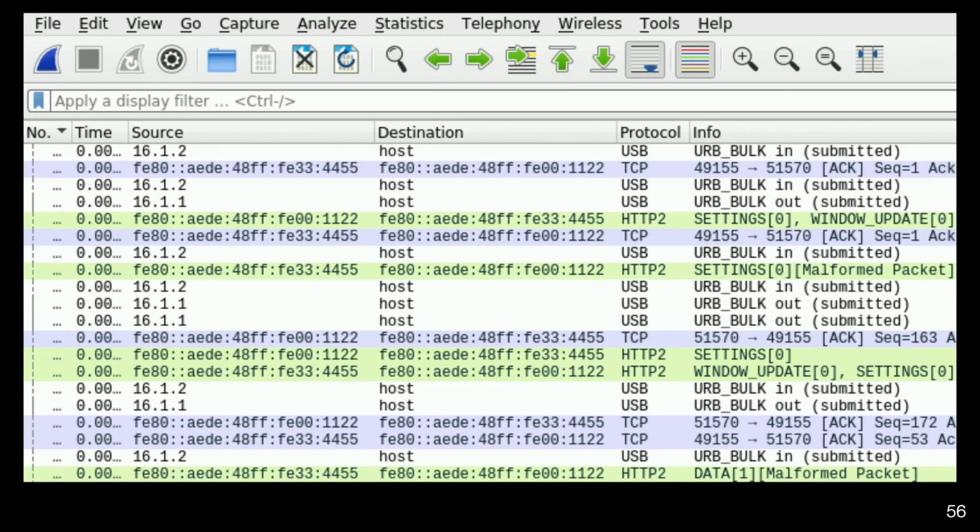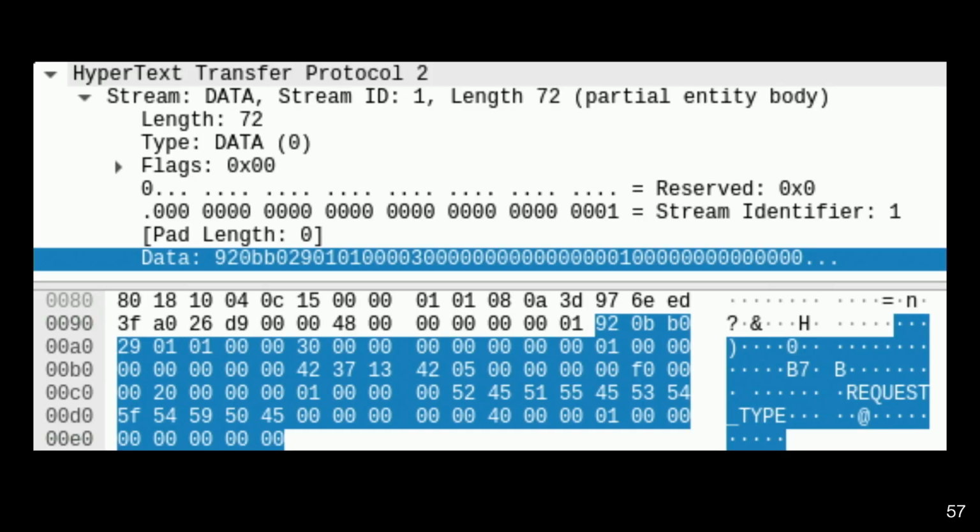So you'll see here, there's some low-level USB-based traffic, there's TCP protocol, there's even HTTP2-based traffic. And if we dig into some of that HTTP2-based traffic and we look at some data packets, we can see some information here, mostly a lot of dots, because this is all binary encoded data. We do see a small substring request_type, but that doesn't really mean anything to us at this point.